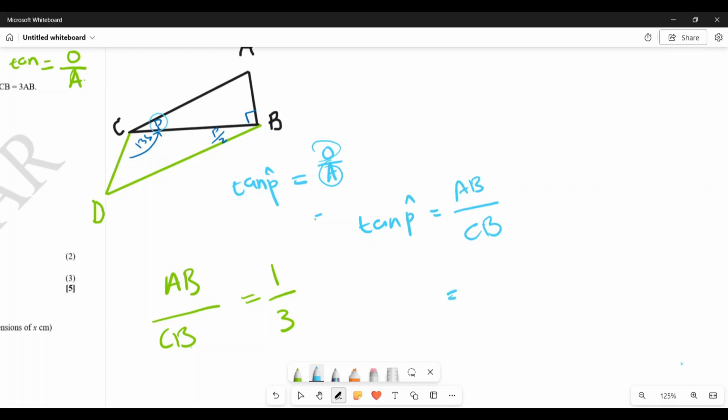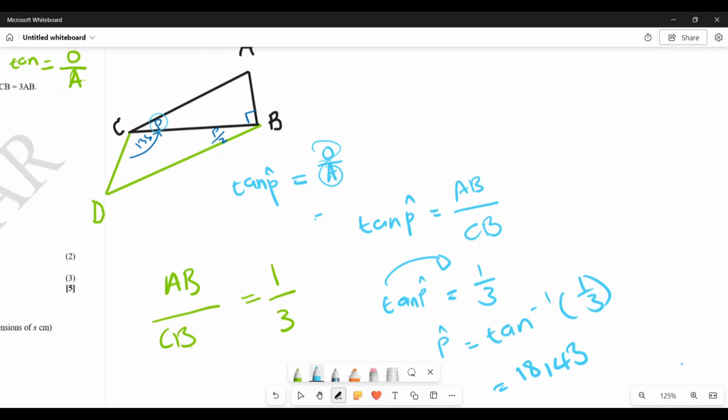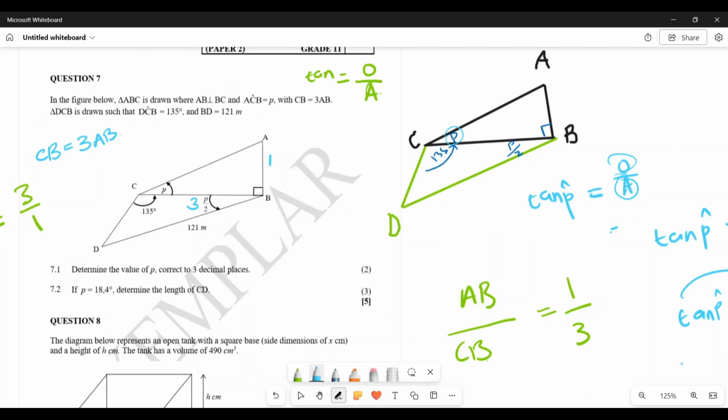As a result, substituting my values, tan of P is equal to 1 over 3. Now, taking tan to the other side, my angle P is equal to the inverse tan of 1 over 3. And my P is equal to 18.435 degrees. So I know that P is 18.435 degrees.